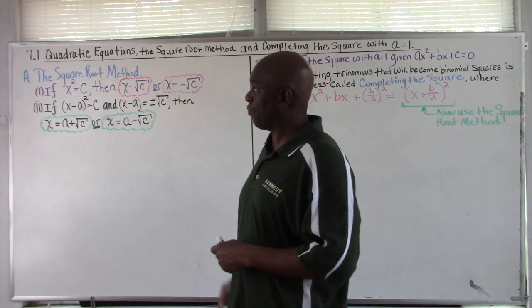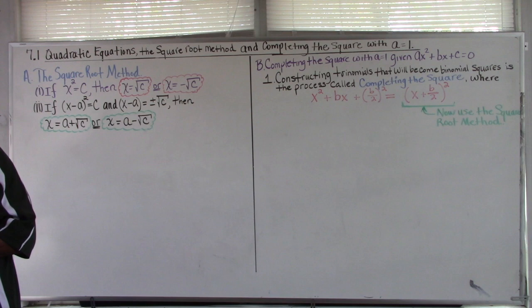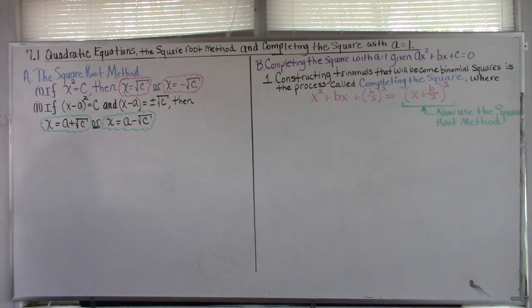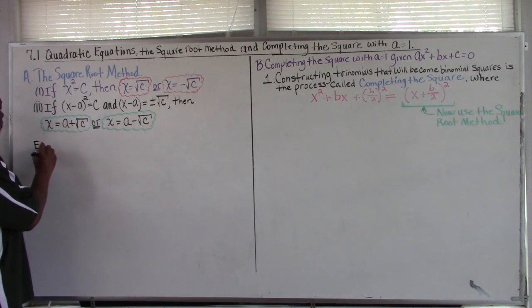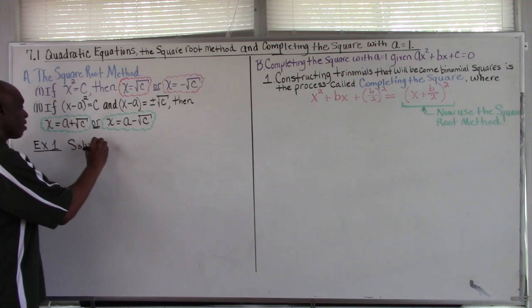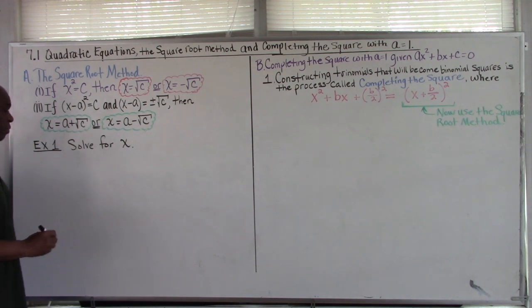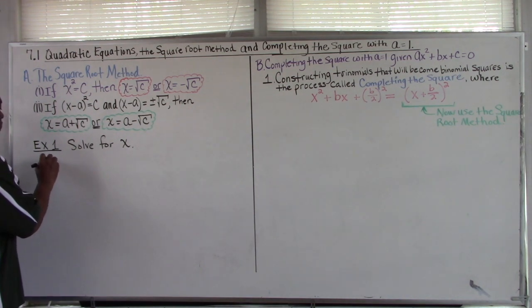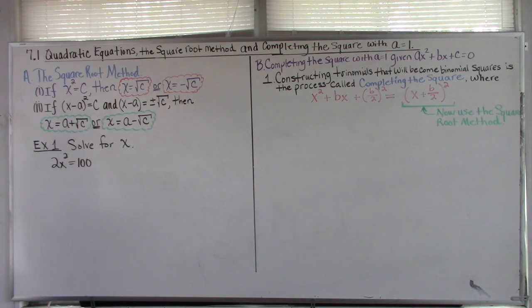All right, so for the square root method, let's do some examples. Here we go. Let's jump right in. Example 1. Solve for x. Here we go. Let's say we have 2x squared equals 100. Let's solve that for x.